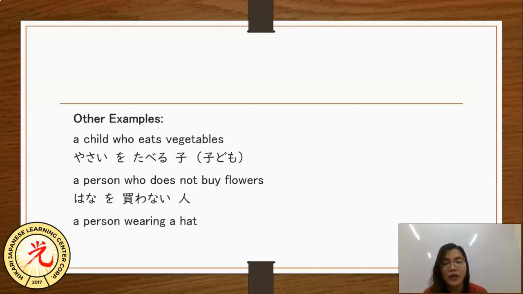Another, a person wearing a hat. Wearing is present continuous, so dapat naka-verb te imasu. That would be kabutteimasu. To make it plain form, that would be kabutteiru. So let's make the sentence boshi o kabutteiru hito. Okay? Ganyan lang po mag-modify ng noun by sentences.